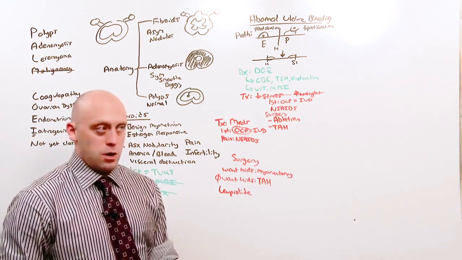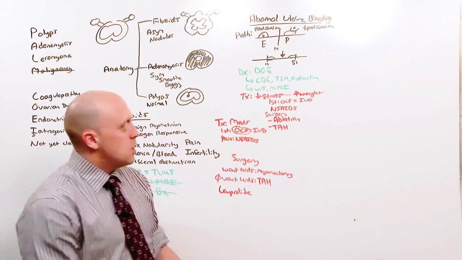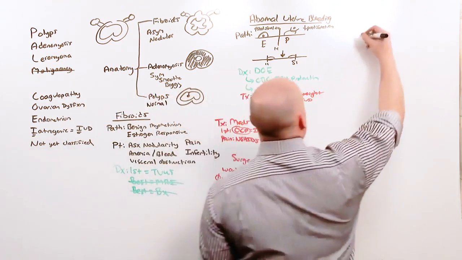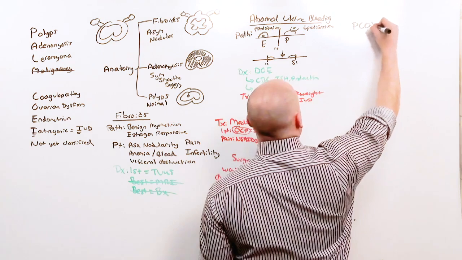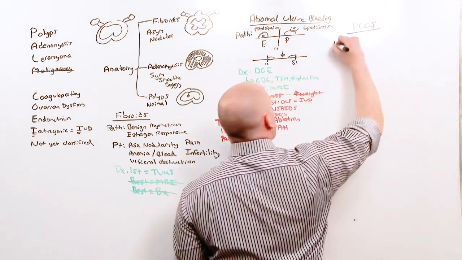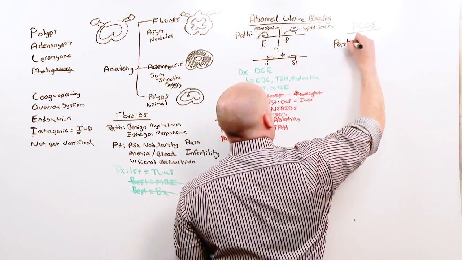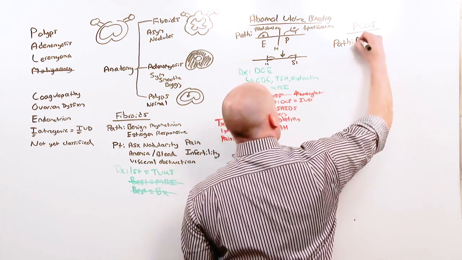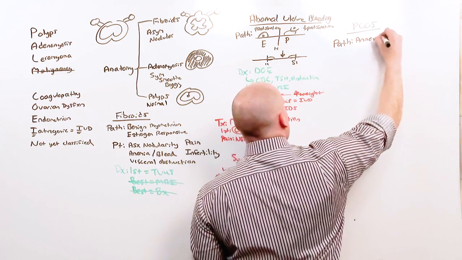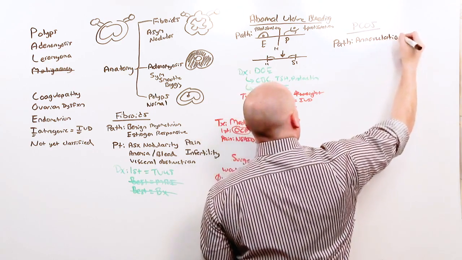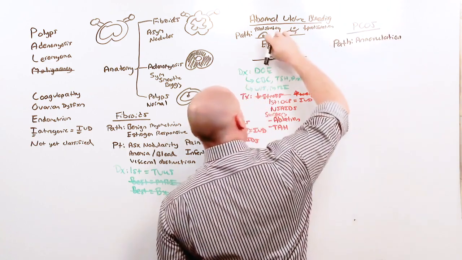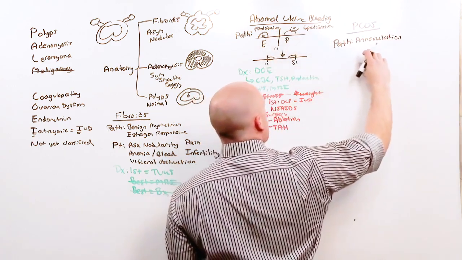One particular cause of anovulation is polycystic ovarian syndrome. And I want to spend a little bit of time on this because this is our only time where we're going to spend time in detail. The pathology of polycystic ovarian syndrome is anovulation. Anovulation is going to cause predominantly an estrogen-dominant system.